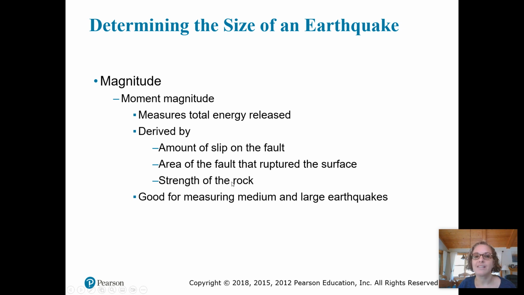But again, for those 8s and 9s, we need to add in more variables to better understand the difference in energy. So we're talking about how much the fault slipped, the area of the fault that actually ruptured at the surface, and then what kind of rock and the strength of the rock that was broken, in order to differentiate at the higher end of the scale.